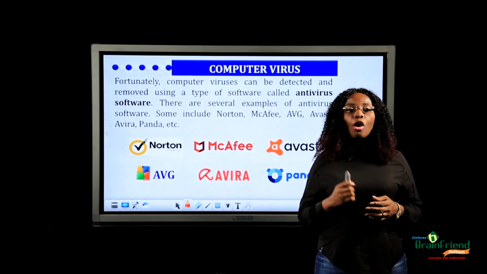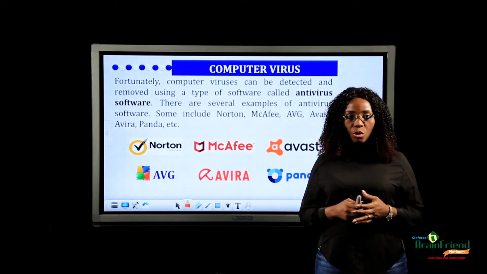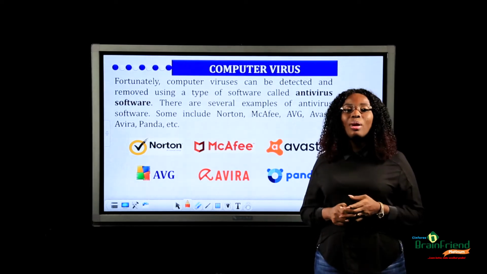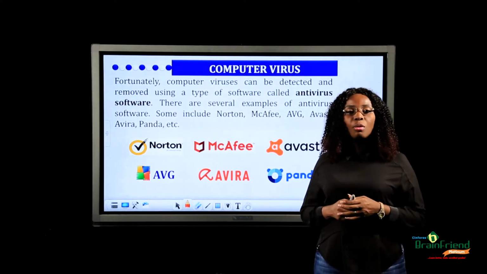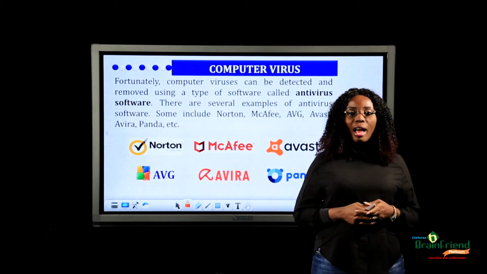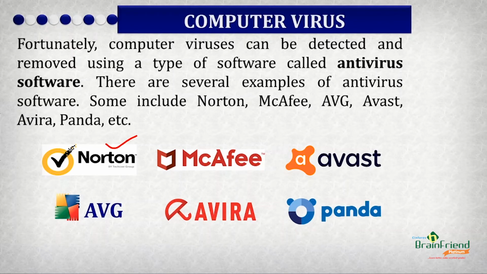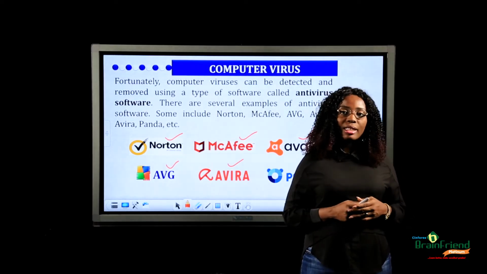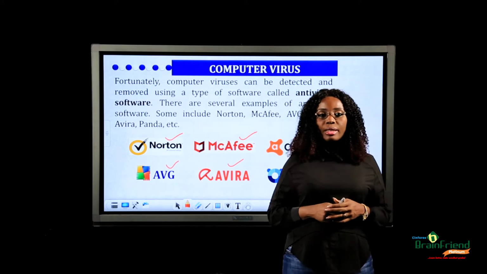The use of computer antivirus software. These are software that are used to detect as well as delete computer viruses from the computer. Some examples of computer antivirus software are Norton, McAfee, Avast, AVG, Avira, and Panda. And there are several other examples. Now, let's look at different types and examples of computer viruses.